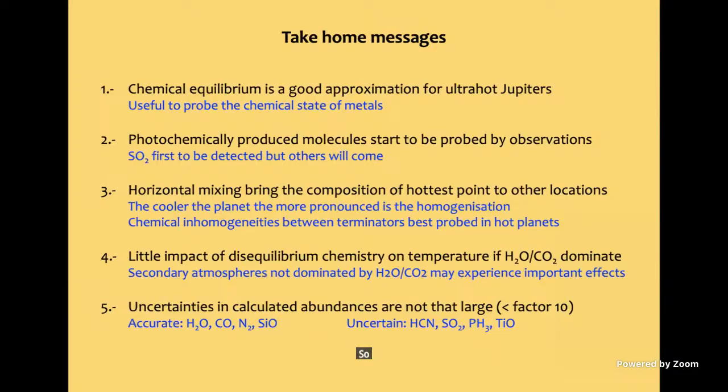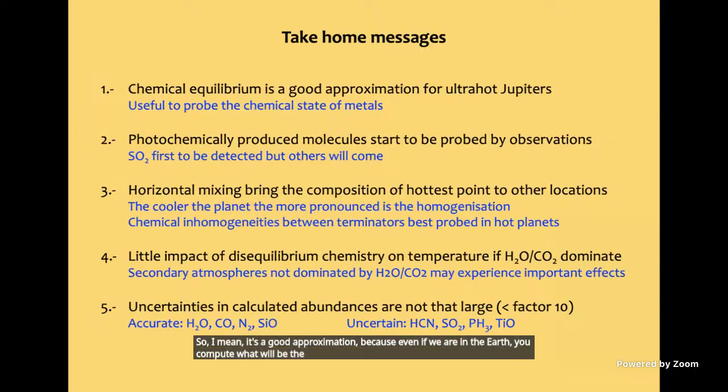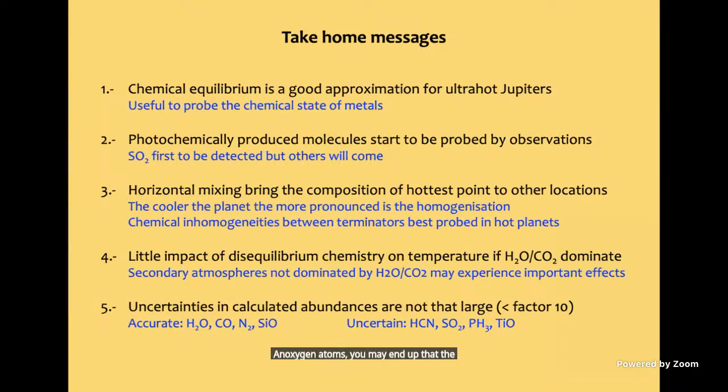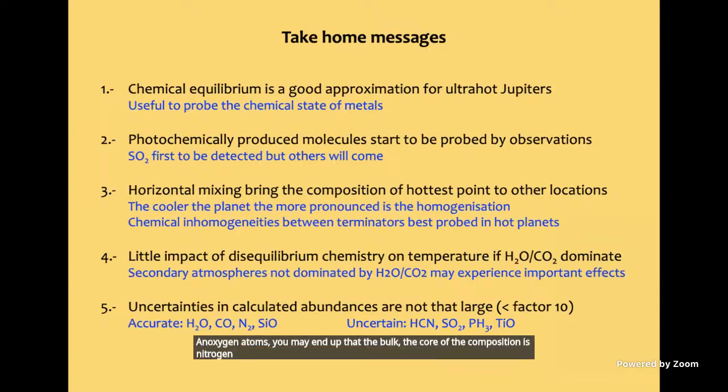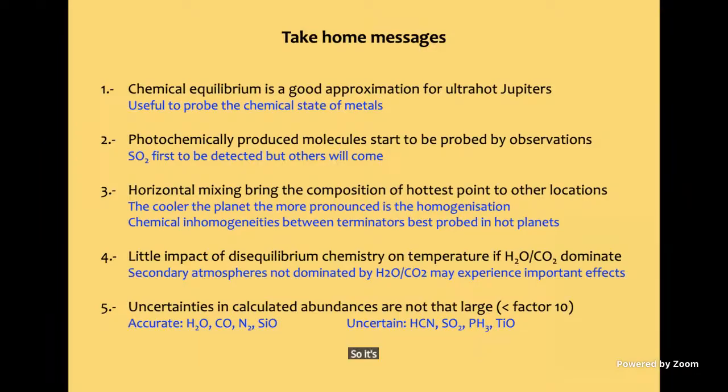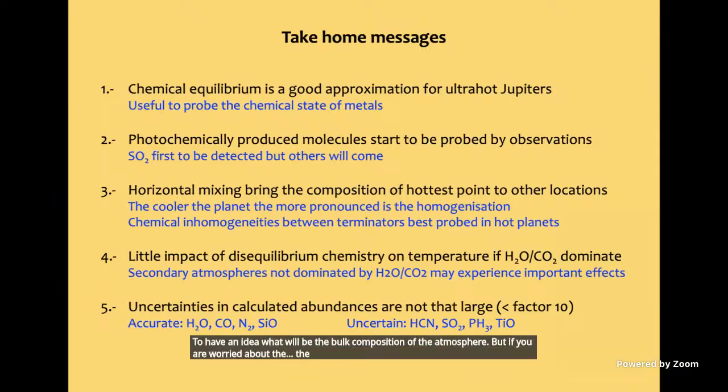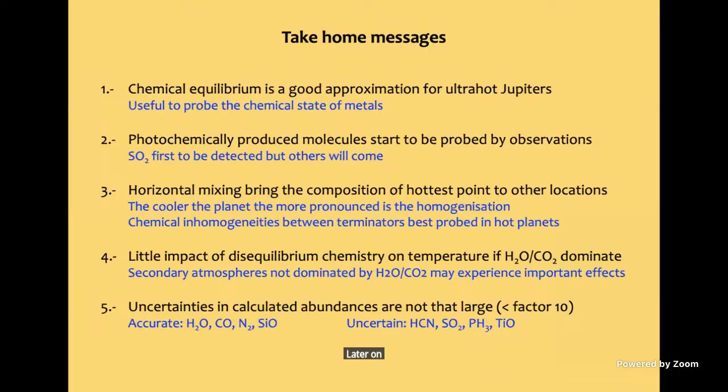I mean, it's a good approximation, because even here on the Earth, you can compute the chemical equilibrium composition for an atmosphere with nitrogen atoms and oxygen atoms, and you may end up with the bulk of the composition being molecular nitrogen and molecular oxygen. So it's a good starting point to have an idea of the bulk composition of the atmosphere. But if you are worried about the details, which sometimes are the ones that will be observed later on, then you have to include the disequilibrium processes.